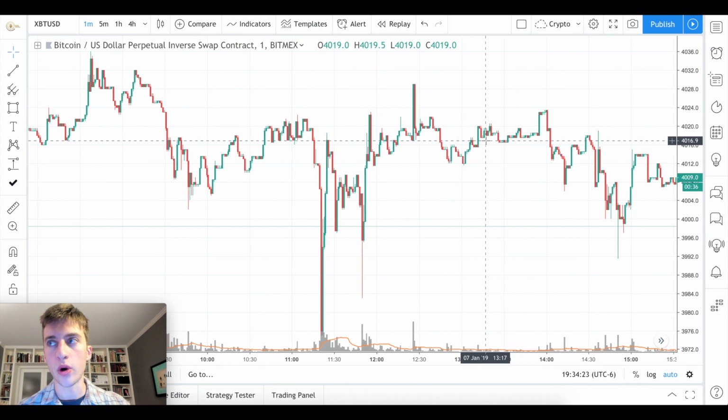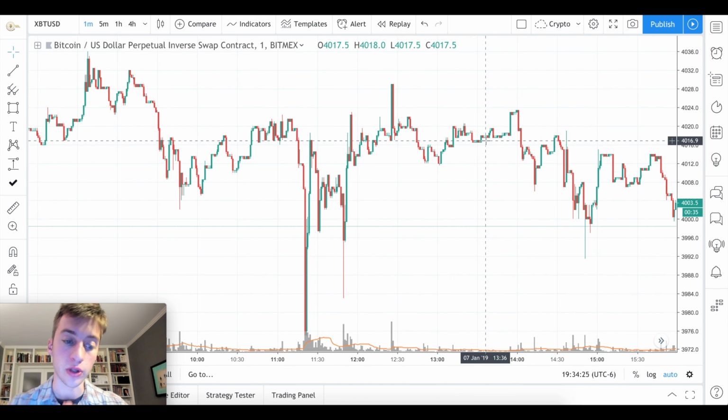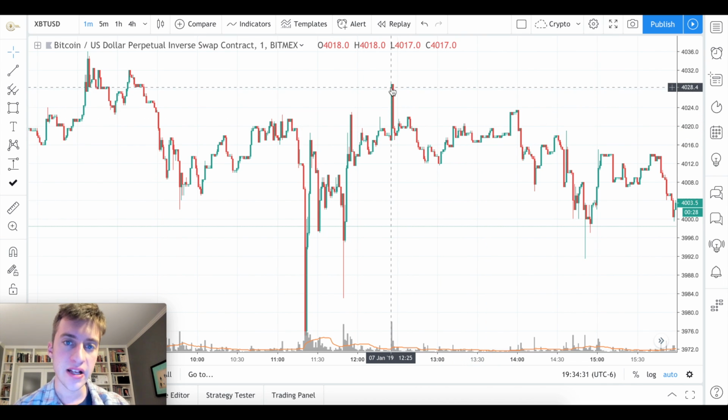So what you want to see for good patterns for looking for where a trader's likely to be liquidated is highs that have not been crossed and lows that have not been crossed.